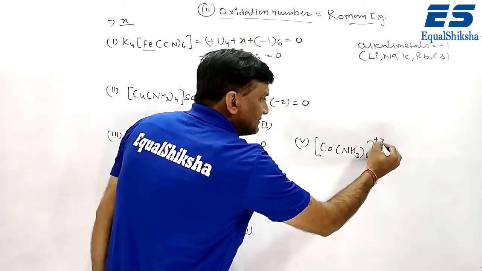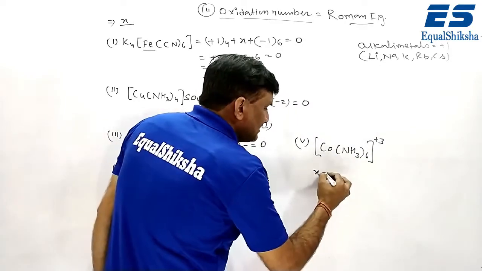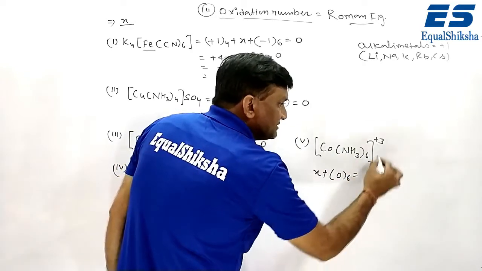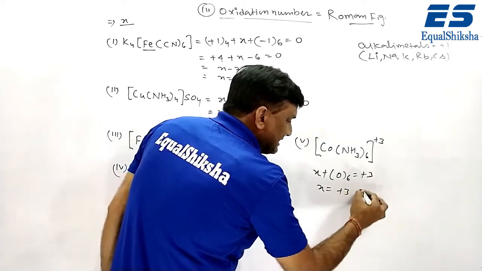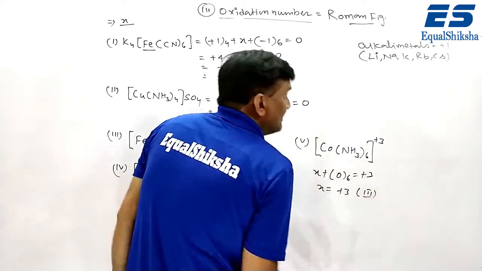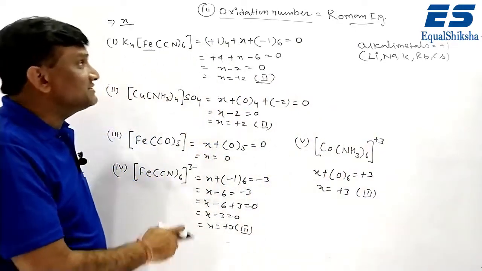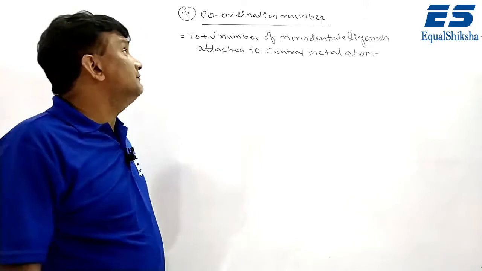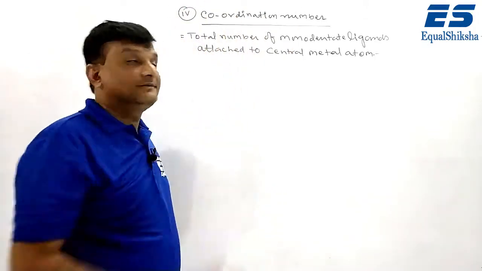Plus 3. Then cobalt, X, NH3, once again molecule, 0, 6 is equal to plus 3. So X is equal to plus 3. Its oxidation number will be written in Roman numerals as III. This was about the oxidation number. Note it down. Now, the fourth topic is coordination number.